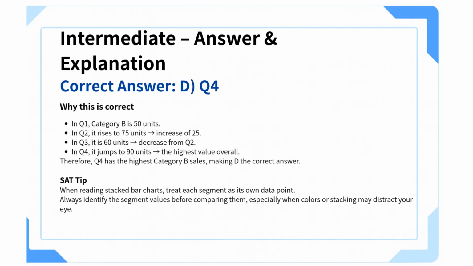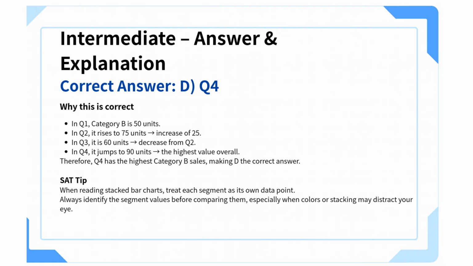Here is the explanation for the intermediate problem. The correct answer is choice D, Q4. Let's break down why. Start by reading only the green segments, which represent Category B. In Quarter 1, Category B is at 50 units. In Quarter 2, it increases to 75 units, which is a rise of 25.